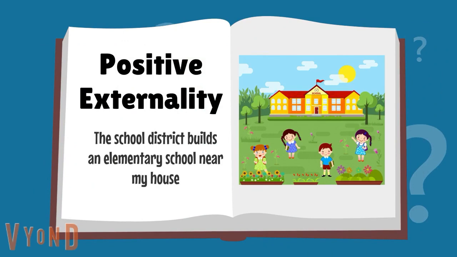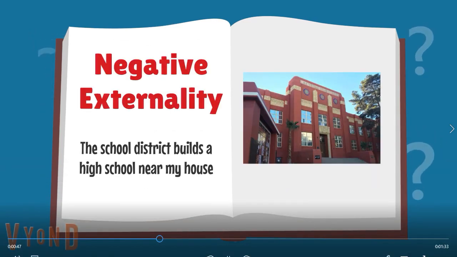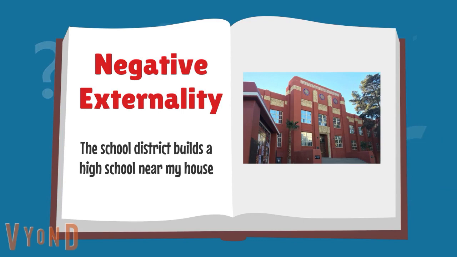So we can have positive externalities. If the school district builds an elementary school near my house, the value of my house is going to go up. There's big vacant land right next to my house. If the school district were to buy that and put an elementary school there, that makes my house more valuable. Young couples want to live near the elementary school where their kid goes. That's a positive externality. If, on the other hand, they build a high school on that piece of ground, people don't want to live near high schools. High school students, evil. People don't want to live near them. So if they build a high school there, the value of my house will go down. That's a negative externality.